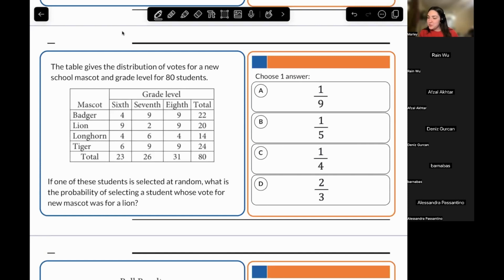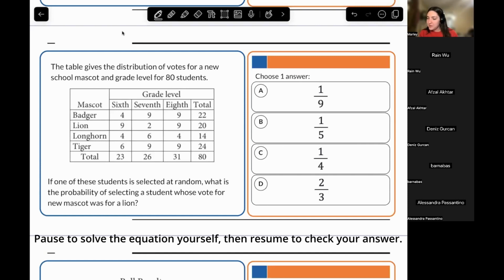Table gives the distribution of votes for a new school mascot and grade level for 80 students. If one of these students is selected at random, what is the probability of selecting a student whose vote for a new mascot was for a lion?